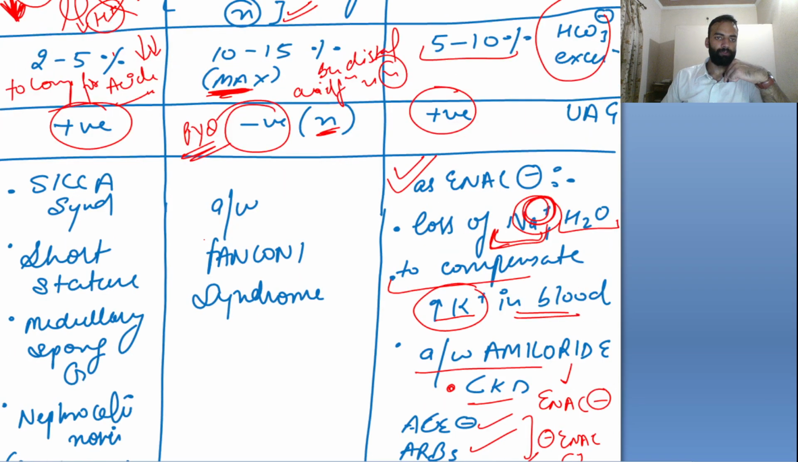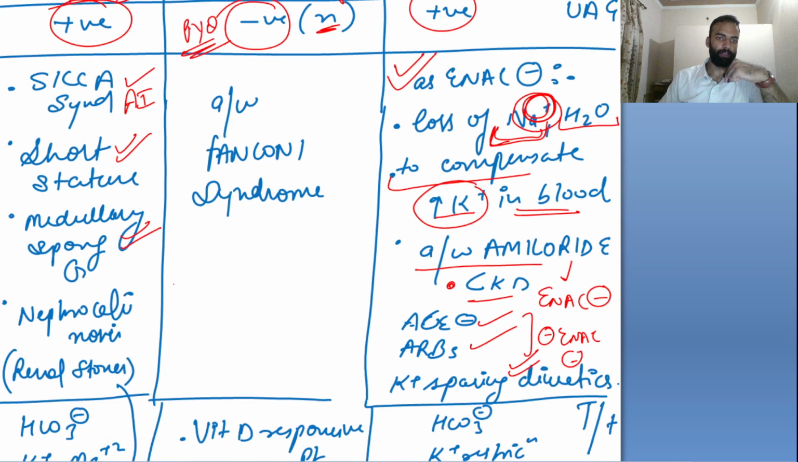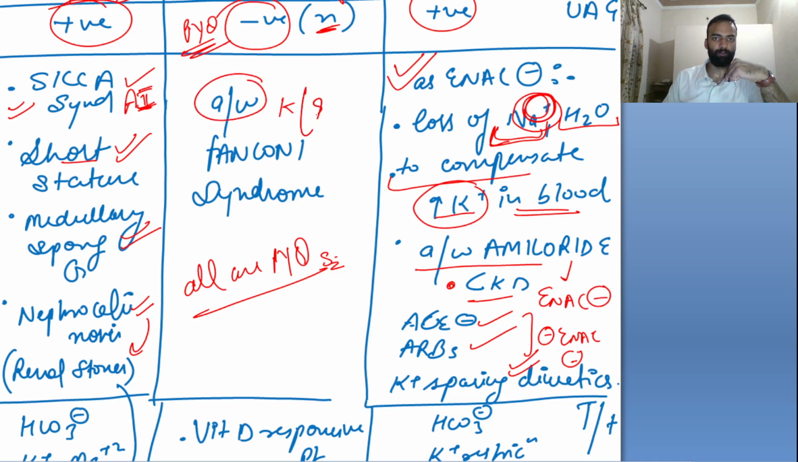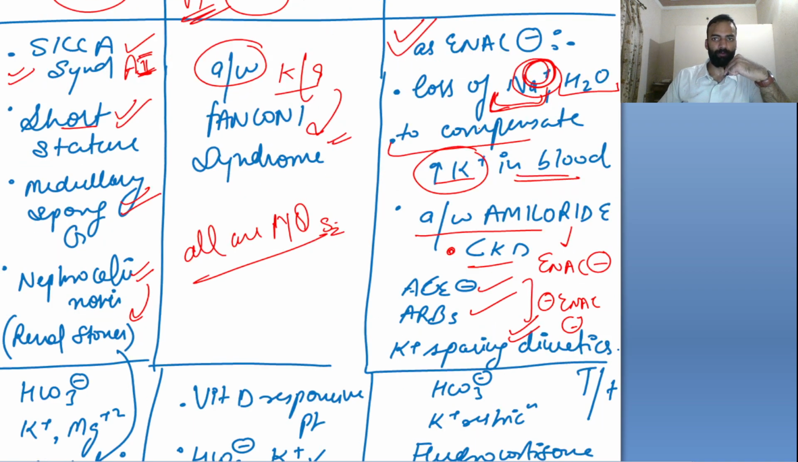Now the associations of type 1: Sjogren syndrome, which is an autoimmune disorder, with xerostomia and all other things. Short stature, medullary sponge kidney, nephrocalcinosis, that is renal stones. These all are PYQs. You have to remember these points. Type 2 is called Fanconi syndrome. And type 4 we have already seen.